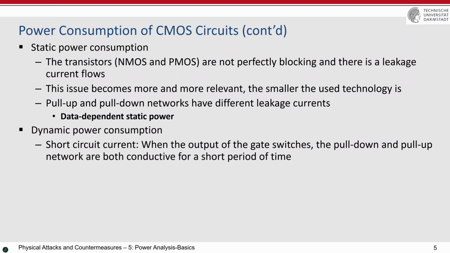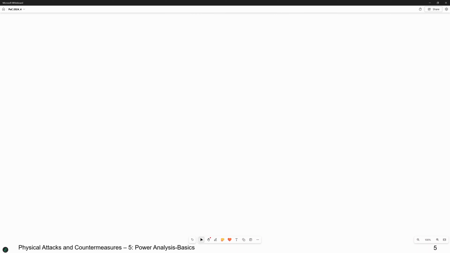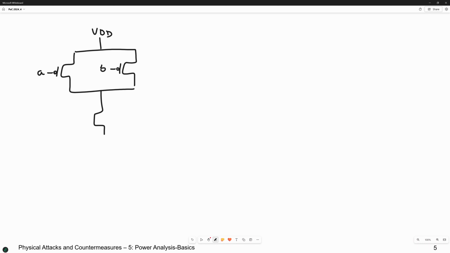What is dynamic power then? Dynamic power consumption comes from two facts. Short circuit current. We consider the same thing, the NAND gate. And we say this is again VDD. And here again the PMOS transistors A and B, and the NMOS transistors B and A.